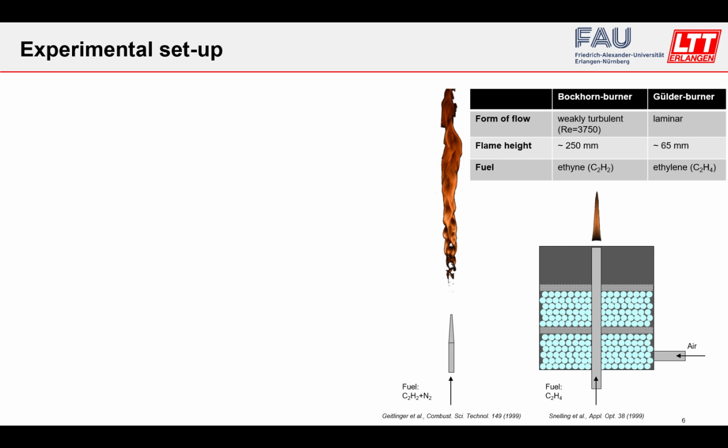Now let's go to the experimental setup, which in our case consists of 4 parts. The first one are the used burners. So we use two diffusion burners.